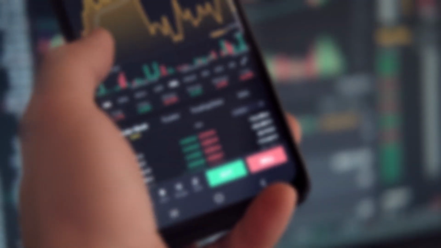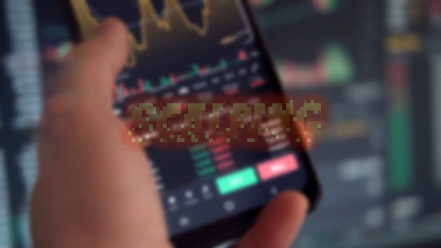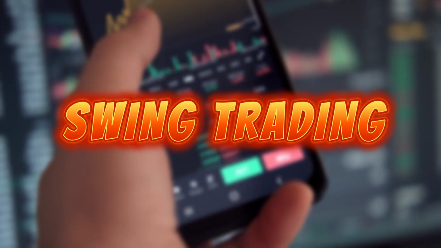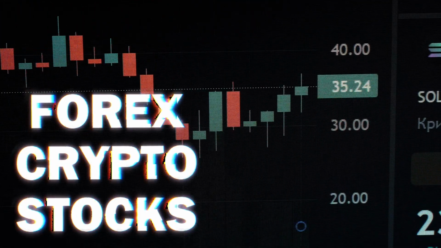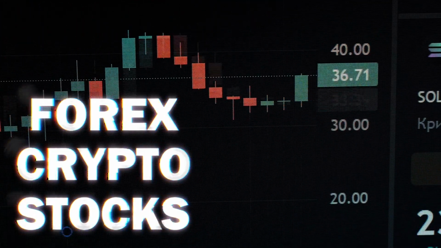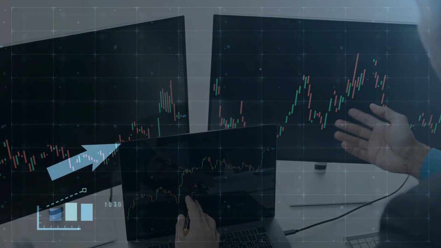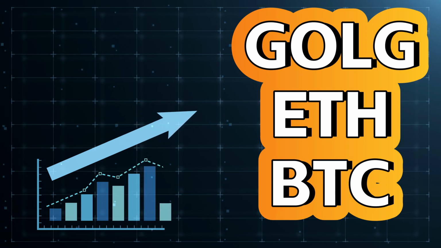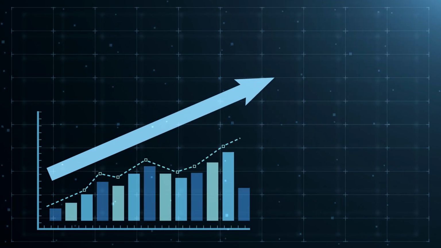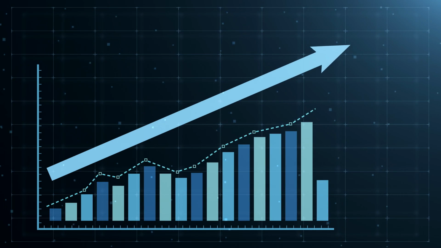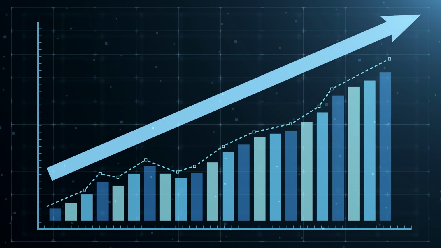No matter how you trade, whether it's day trading, scalping, or swing trading, this strategy has you covered. It's versatile enough to work with Forex, crypto, and stocks, and it really shines on 5 and 15 minute time frames. I've tested it on gold, Bitcoin, and Ethereum charts, and I can confidently say it's consistently precise. It's truly the secret weapon you've been searching for.